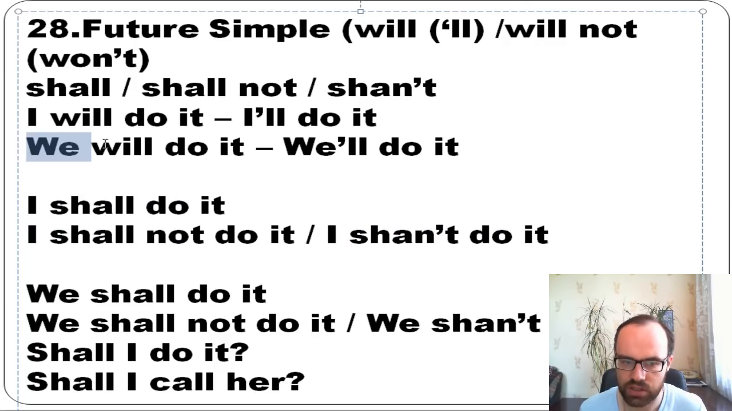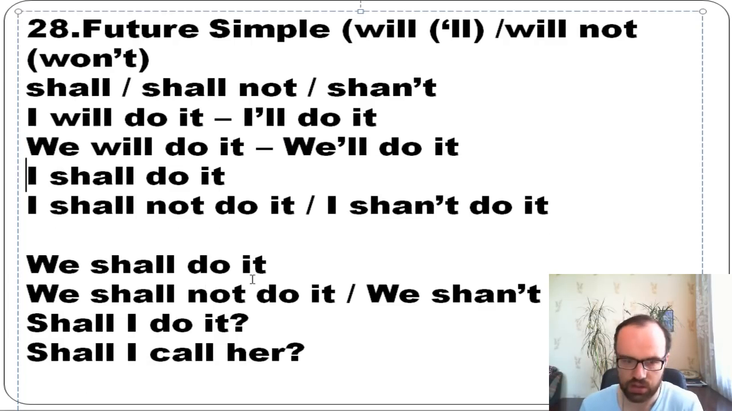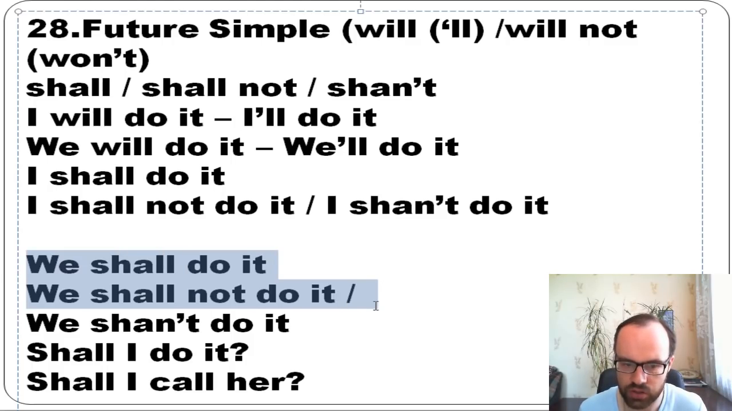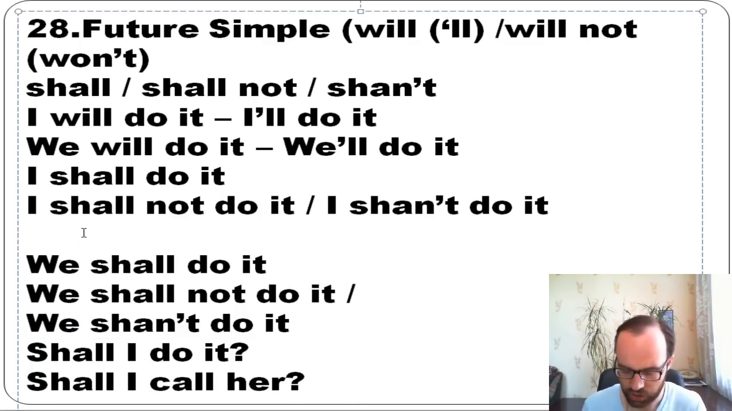So here is the same. We will do it, it's a full form, or there is a short form, we'll do it. But you can sometimes meet it with shall. We sometimes meet it, but not often. People say that it sounds more formal. We shall do it. We shall not do it. We shan't do it.